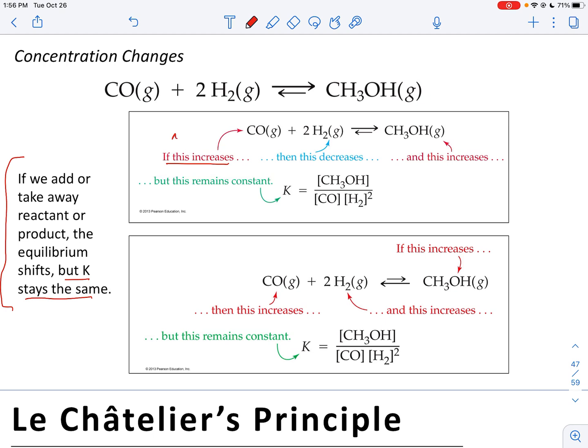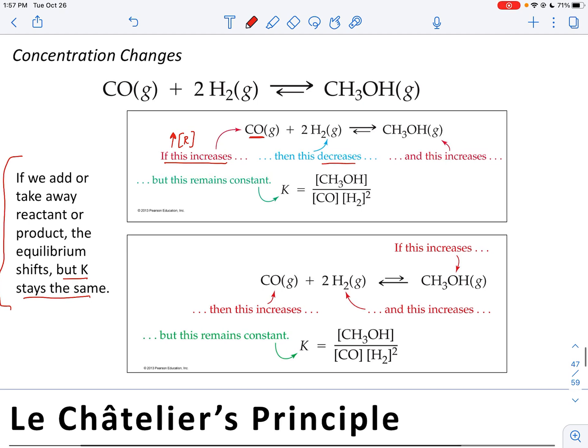So I'm going to put a little upward arrow and put a bracket with an R. What we're doing when we say if this increases is we're increasing the concentration of a reactant. Then what's going to happen is this extra carbon monoxide is going to react with hydrogen. So it's going to use up some of our hydrogen to react with the excess carbon monoxide, and it's going to make more methanol, okay? So equilibrium is going to shift to the right, and it's going to make more product, okay?